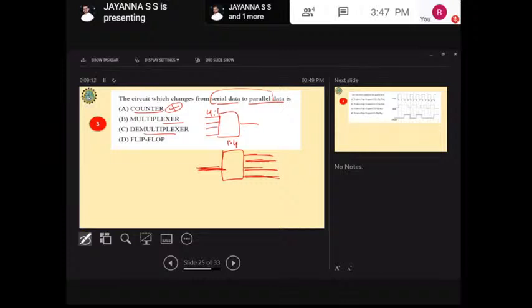So the demultiplexer answer will be the correct answer for this question. Whereas coming to flip-flops and counters, they have not mentioned which flip-flop or which counter they have used. It is the inappropriate answer for this question. So we are going to choose demultiplexer as the answer.